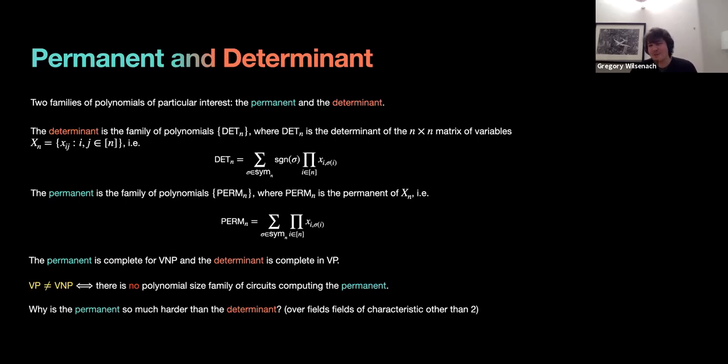And indeed, I think anyone who comes to the subject for the first time looks at these two families of polynomials and says, but surely the permanent actually looks simpler. I mean, it doesn't have this minus one plus one floating around. So why is it that the permanent is so much harder than the determinant? And I should mention over fields of characteristic 2, if I'm only interested in fields of characteristic 2, then plus and minus 1 are the same, and the two polynomials are identical. Sorry, the two functions are identical. So it's its own interesting question.